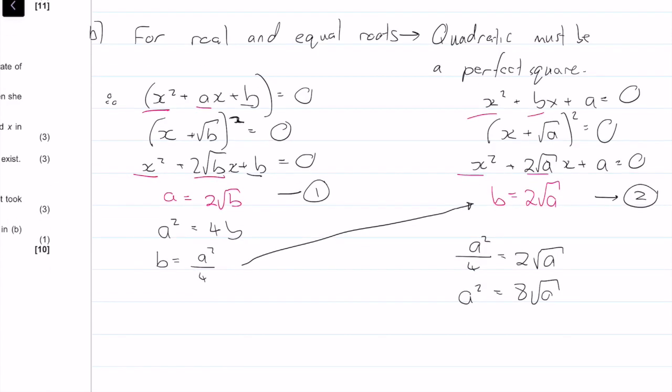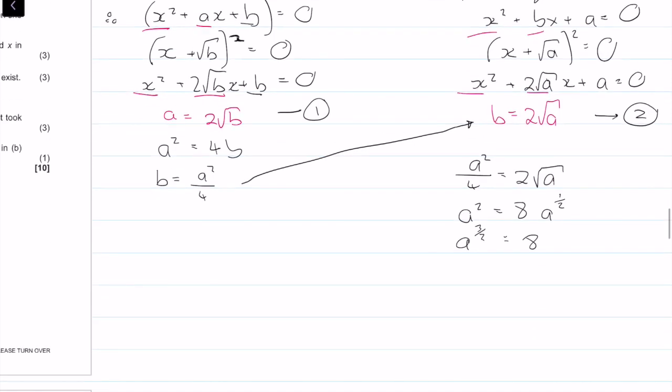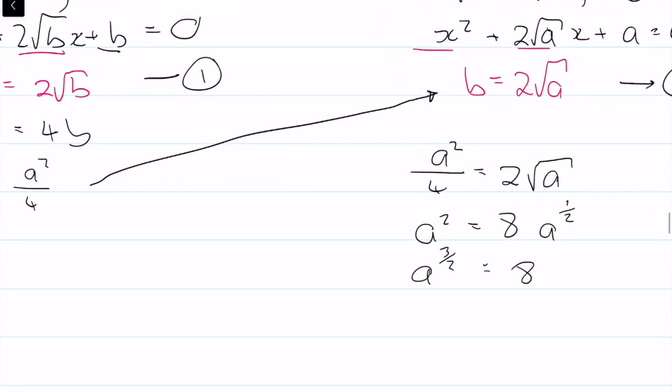Square root of a is actually a to the power of a half, so I can take that across, or I can divide by it. So what I'm left with is a to the power of 3 over 2 is equal to 8. Okay, now I want to solve for a. So I'm going to put it to the power of the inverse of this, which is going to be to the power of 2 over 3, and therefore I have to take the other side and put it to the power of 2 over 3 as well.